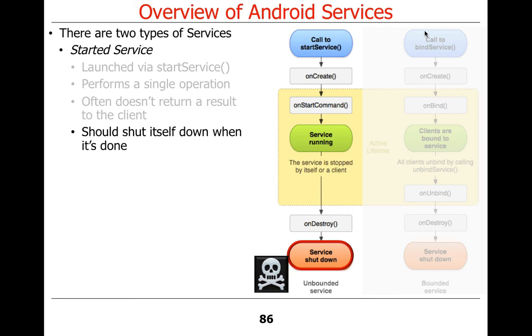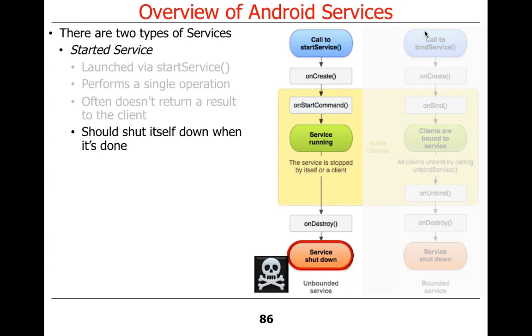A started service typically needs to shut itself down when it's finished. The most common way of doing that is to call stopService on yourself. We'll see later that there are a bunch of subtleties involved in how you stop a service. It's also possible for another application to stop a service, but that's not the common thing to do. Most commonly, a service stops itself when it's finished. If it doesn't stop itself, it'll keep running until somebody else stops it. When it stops itself, its onDestroy method gets called, which acts kind of like a virtual destructor and cleans everything up. All right, so that's a started service.